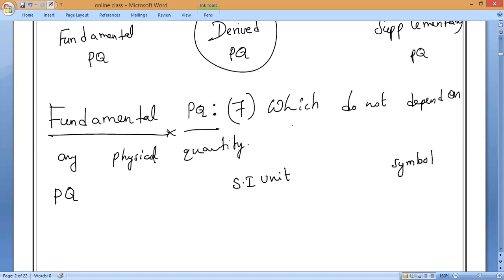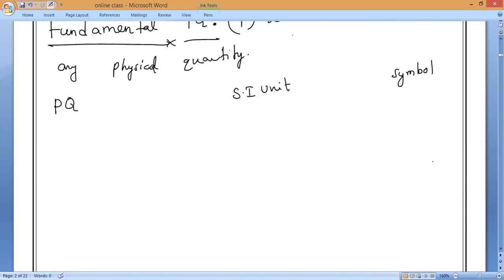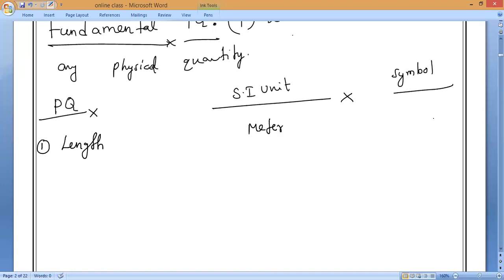So let us write all the 7 physical quantities one by one. You will understand; most of these things we already know. The first fundamental physical quantity is length. Keep it in mind, all of you. What is the SI unit of length? Meter, and the symbol is small m.